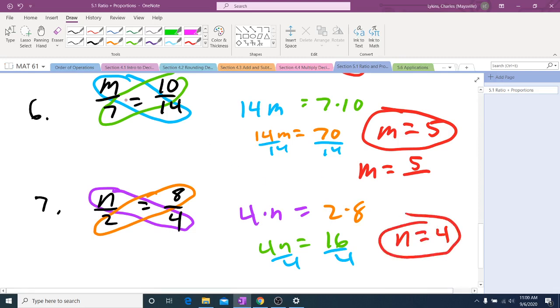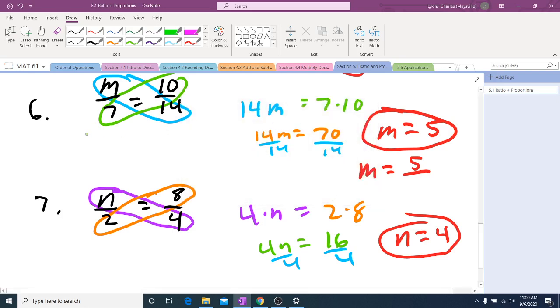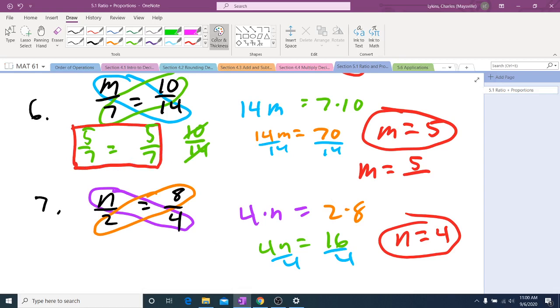That's why I've kept 6 like it is. If you take your answer on number 6 as 5, and you put in 5 for m, that's 5/7 equals, okay, watch this, 10 over 14. 2 goes into 10 5 times. 2 goes into 14 7 times. Take a look right here. These are equal. That means that they are true proportions.